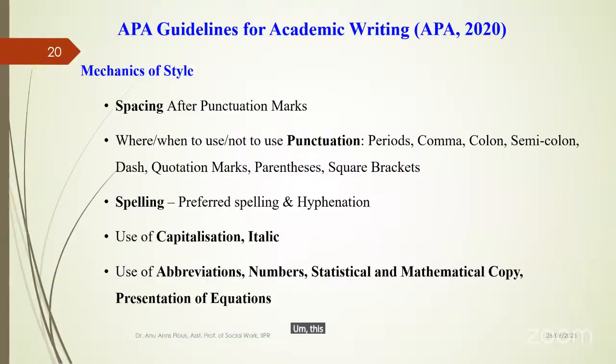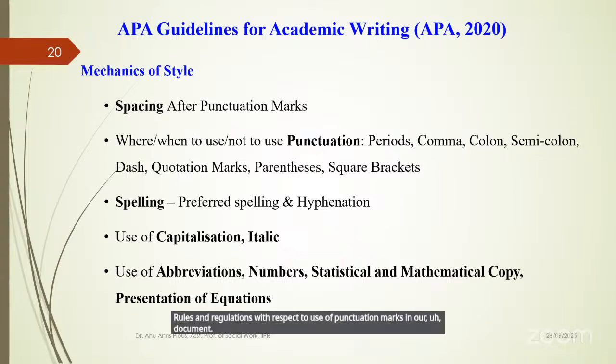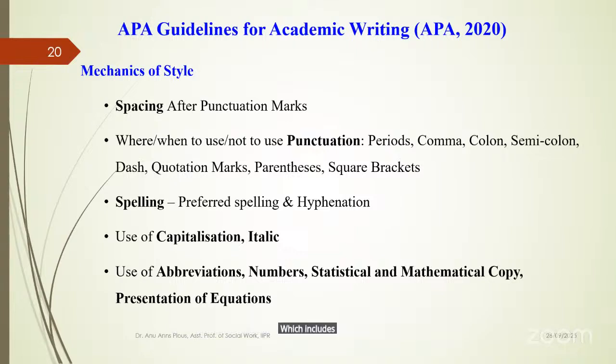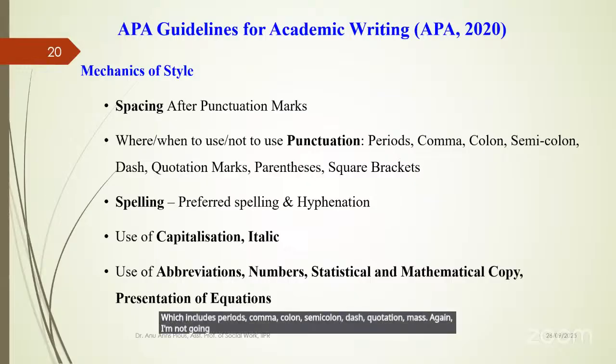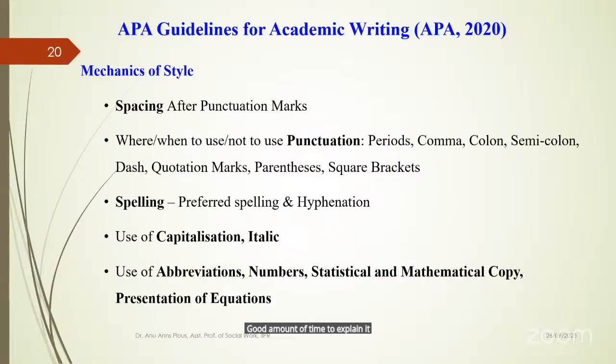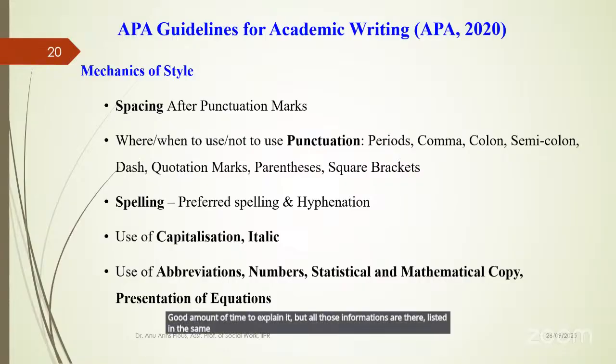This one deals with a number of rules and regulations with respect to the use of punctuation marks in our document, which include periods, commas, colons, semicolons, dashes, quotation marks. Again, I'm not going into detail on what the rules are. It will take a good amount of time to explain, but all that information is listed in the same publication manual as a chapter.